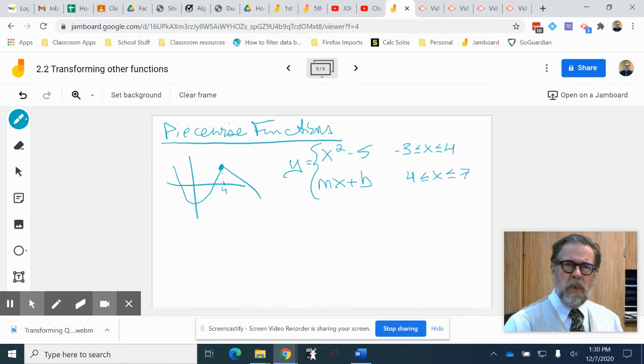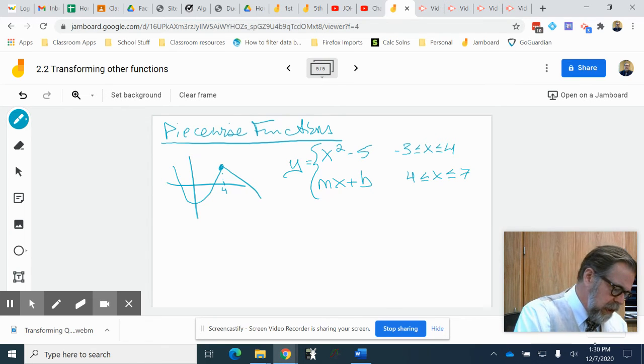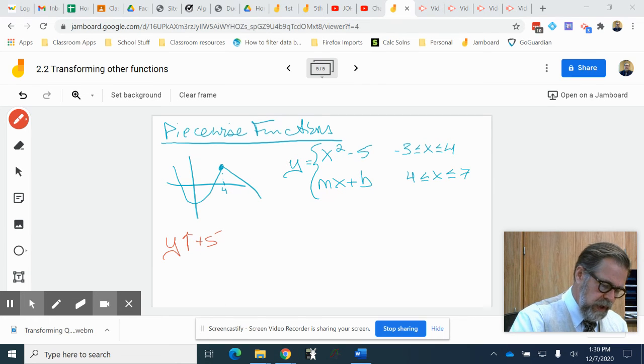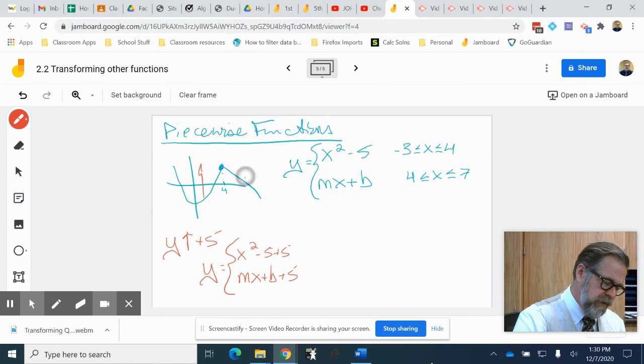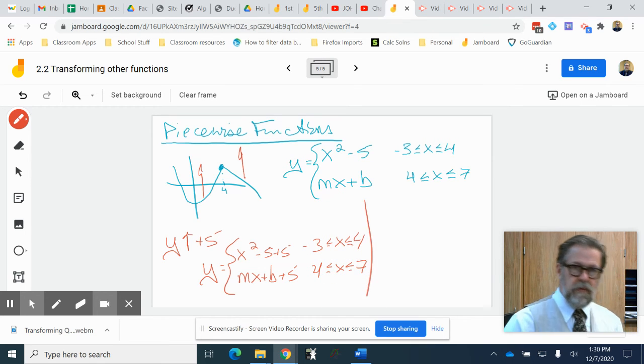So how do I shift these functions? Well, let's say I want y shifted vertically by plus 5. Well, it's really simple. I just say, well, then y is equal to x squared minus 5 plus 5. And I say mx plus b plus 5. And nothing else changes because all I've done is I've just shifted everything up by 5. And it still goes from negative 3 to 4. And this still goes from 4 to 7. And it's just sort of irrelevant.